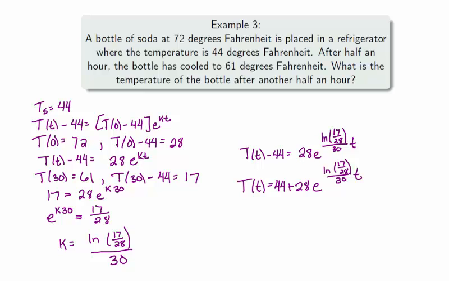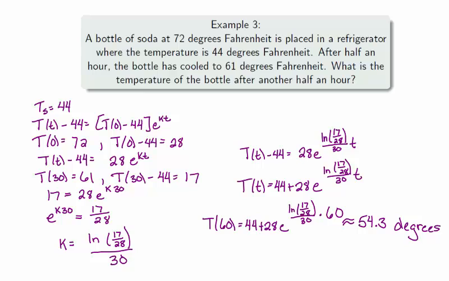We are now ready to determine the temperature of the bottle after another half hour. This will amount to plugging in t = 60 into our equation. T(60) = 44 + 28e^(ln(17/28)/30 × 60), which is approximately 54.3 degrees. So after another half hour, the bottle of soda will cool to approximately 54.3 degrees Fahrenheit.